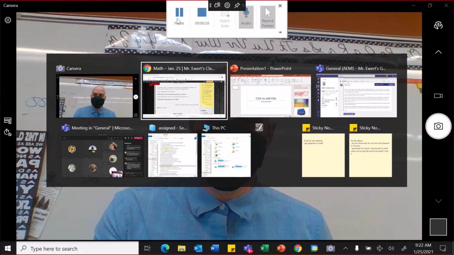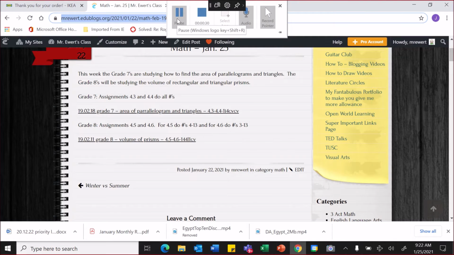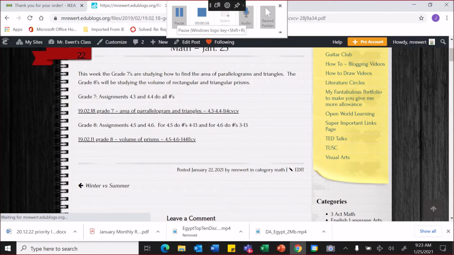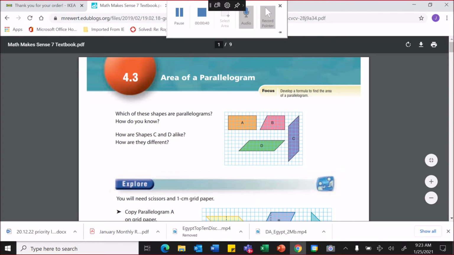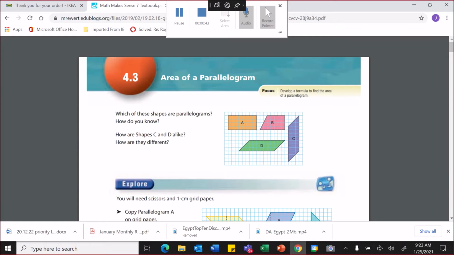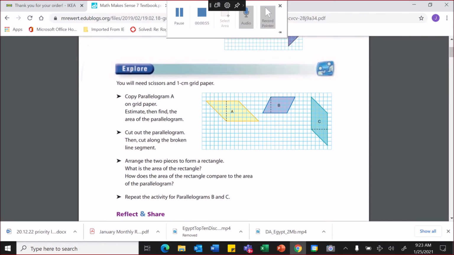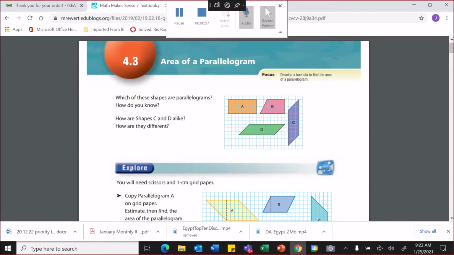So let's get on to our grade 7 lesson. We are going to talk about parallelograms and triangles, but specifically the area of parallelograms and triangles. And if we click on our assignment, if you're in my class, you should have a copy of this normally in front of you. But if you're watching this at home, you've got a copy of this ready to go. And we're going to look at area of parallelograms. And the first thing, they're going to talk to you about doing this on a grid.